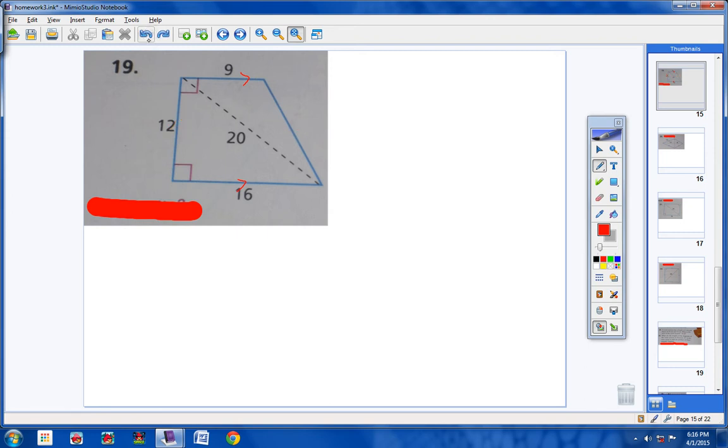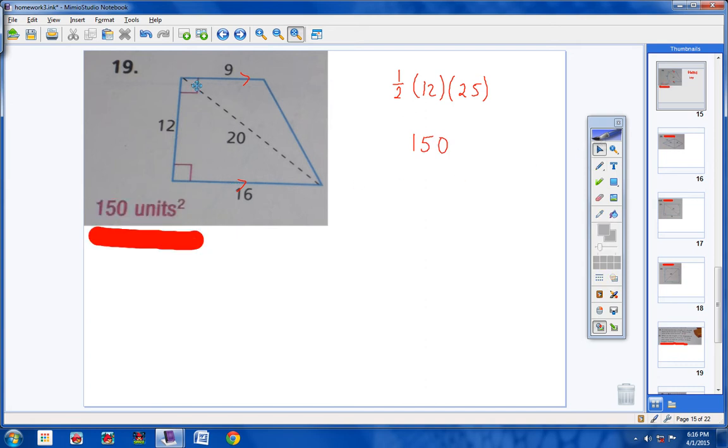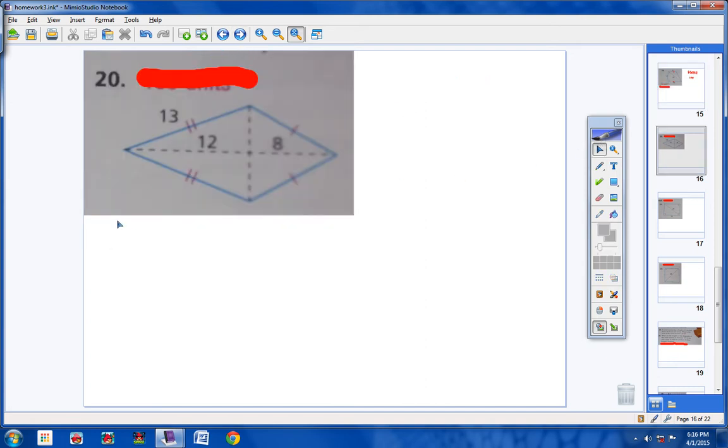Alright, now, here we go. In order to find the area of a trapezoid, it's 1/2 times the height, which would be 12, times the 2 bases added together, 9 plus 16, 25. Alright, so 1/2 times 12 times 25 would be 150 square units. Okay, so the area of this trapezoid is 150 square units. Alright, number 20.